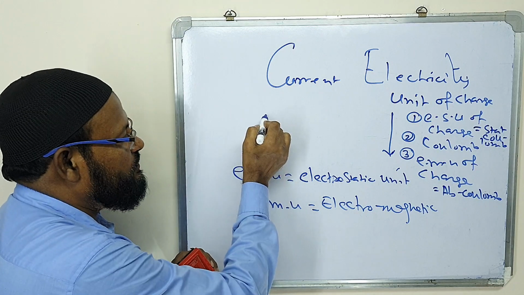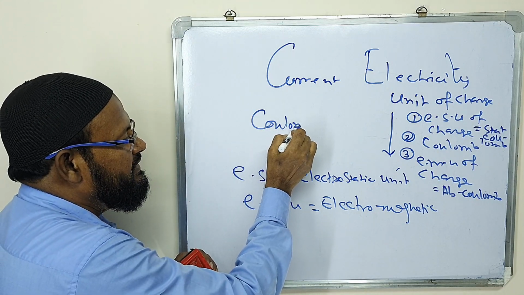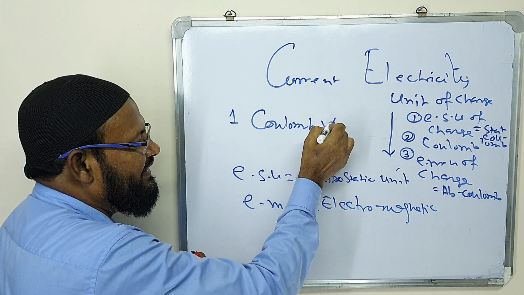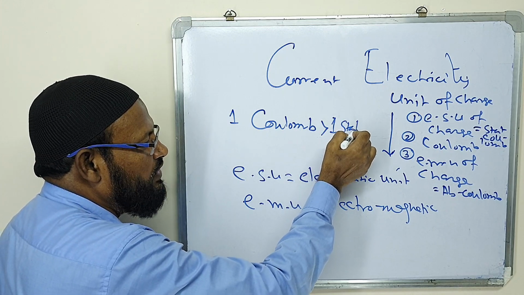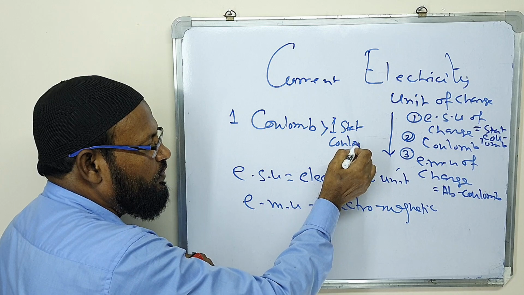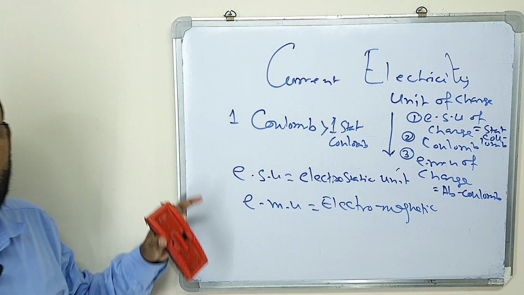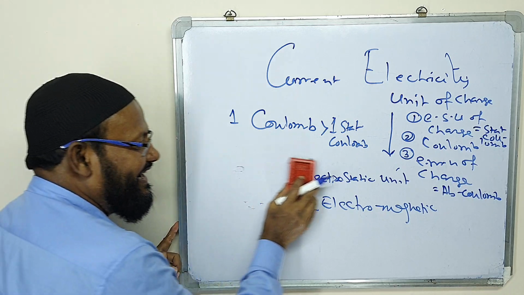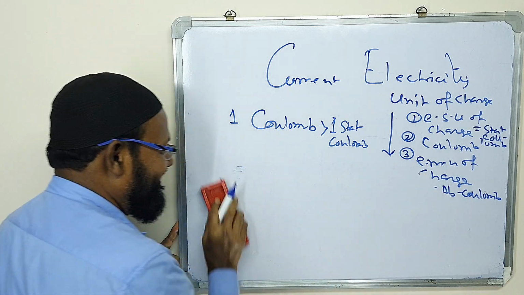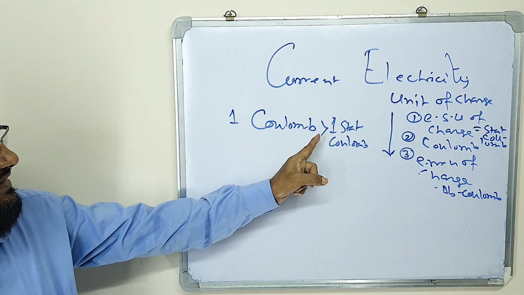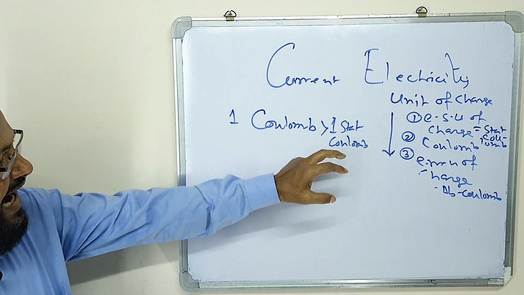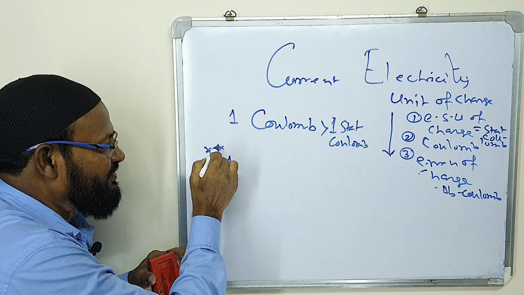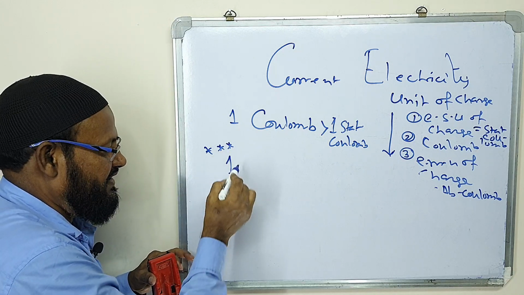Here, coulomb, 1 coulomb is greater than 1 stat coulomb. 1 coulomb is greater than 1 stat coulomb. Question is, how much greater? Can you tell me? 1 coulomb is how much stat coulomb? Please be careful. This is the basics of this chapter.